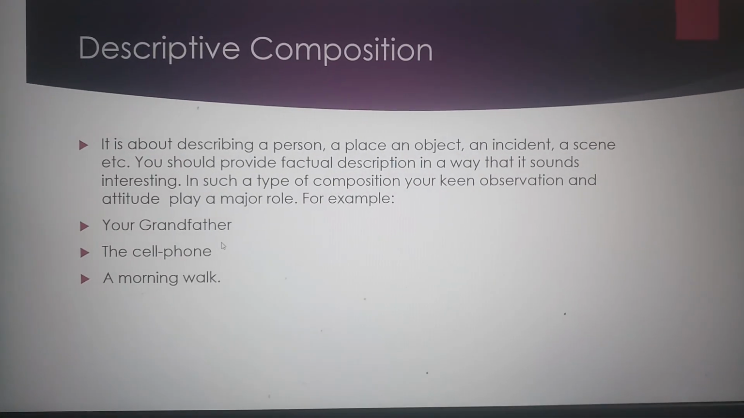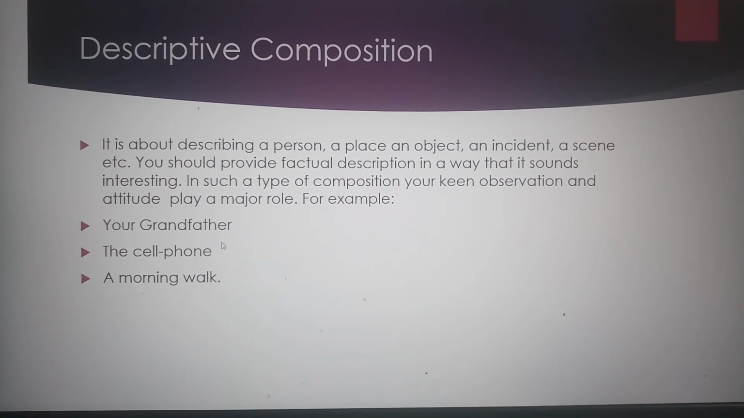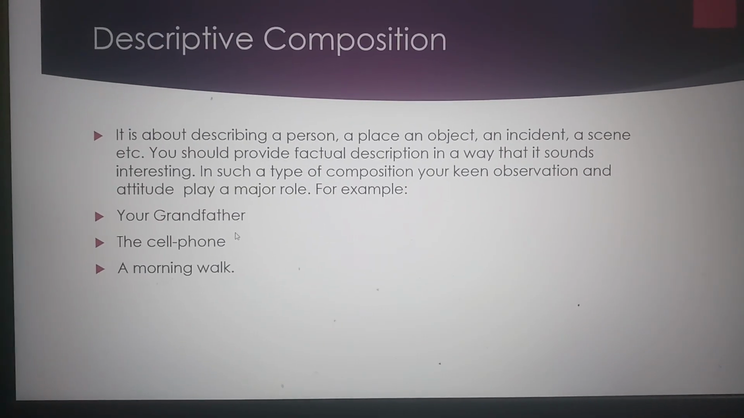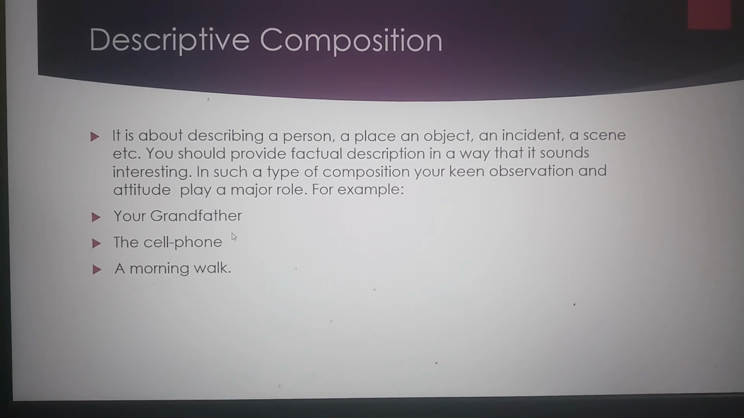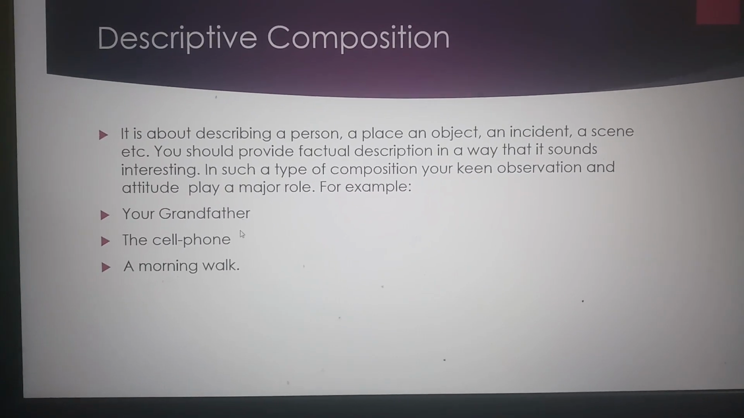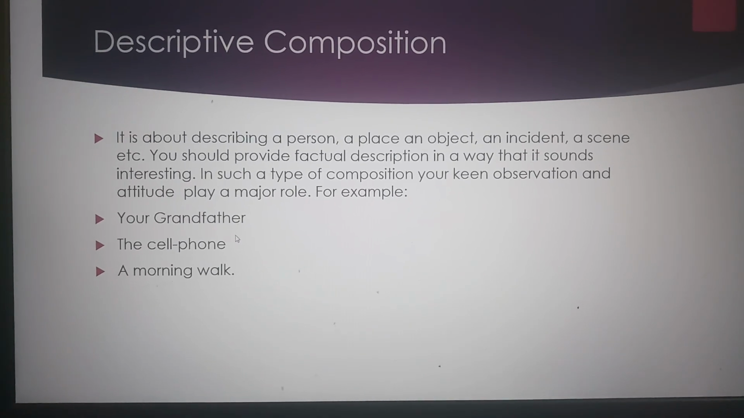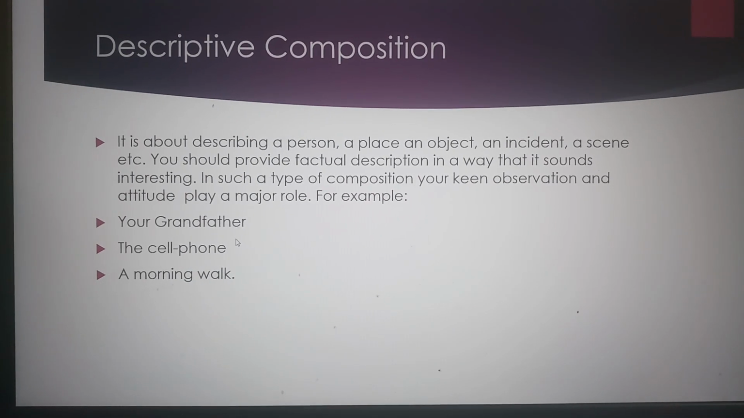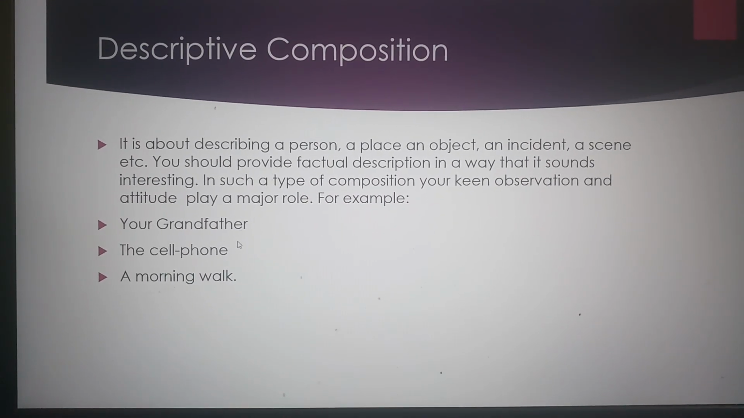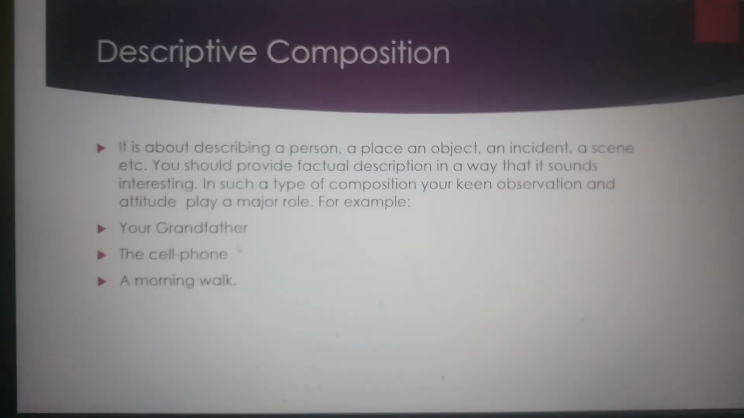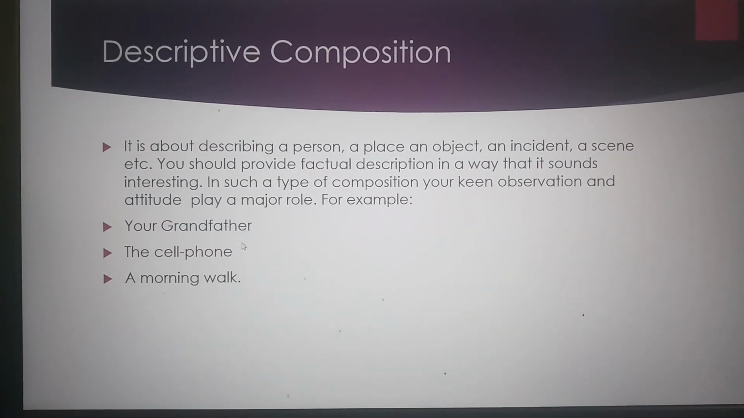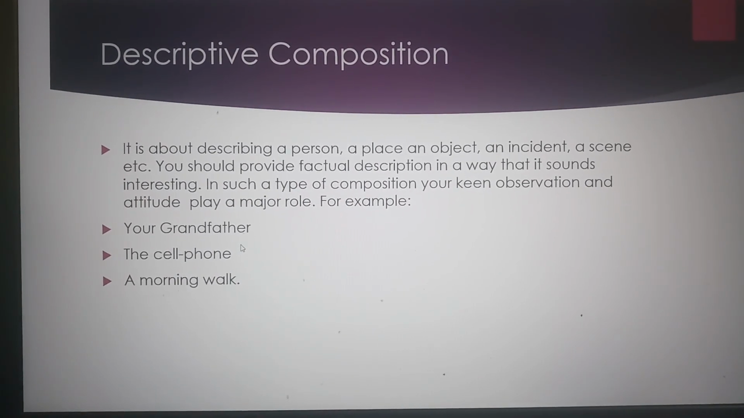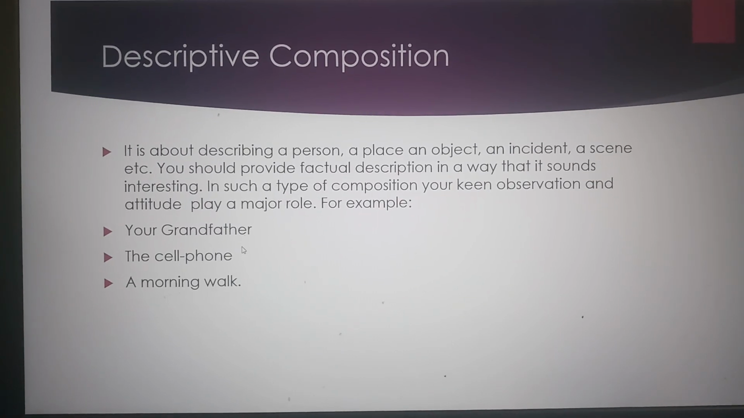Now, descriptive composition is about describing a person, place, an object, an incident, a scene, etc. You should provide factual description in a way that it sounds interesting. Now, how do you do that? You write a composition in such a manner that you actually paint a picture in front of your reader, so that the reader can actually feel what you have said in your composition. In such a type of composition, your keen observation and attitude play a major role, because the more you're going to observe, the better you're going to write.